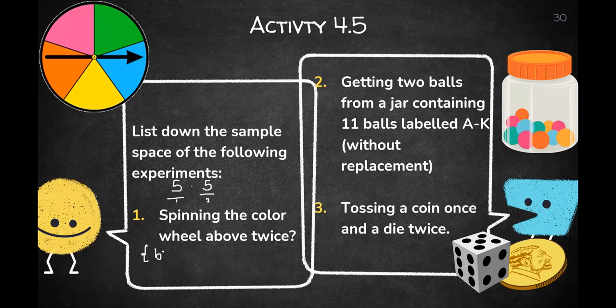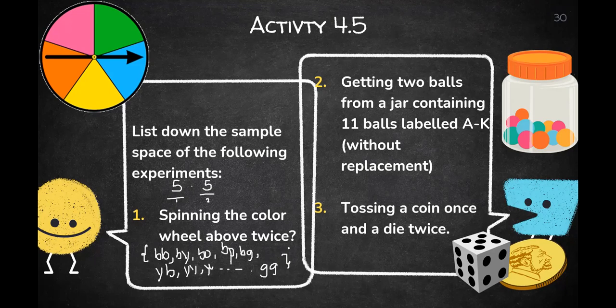I have, let's say, blue. Pwedeng ganyan na yun lang muna isulat. Pwedeng may dash. Blue, yellow. Blue, orange. Blue, pink. And blue, green. Then I have yellow, blue. Yellow, yellow. Yellow, orange. And so on hanggang makaabot kayo sa green, green. Okay? Ayan. Okay, let's go with number 2.